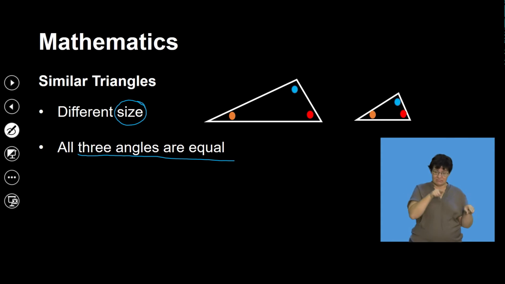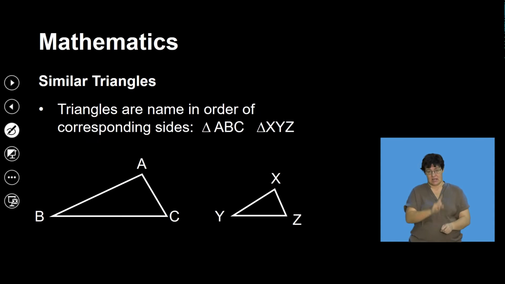The corresponding angles. So as you can see, the angle on my left-hand side will be the same as the angle on the left-hand side with those colors, and the red angle with the red angle, and the blue with the blue, right? And then I will show you this when it comes to some questions that we're also going to look at. Also, similar triangles are named in order of the corresponding sides, right?